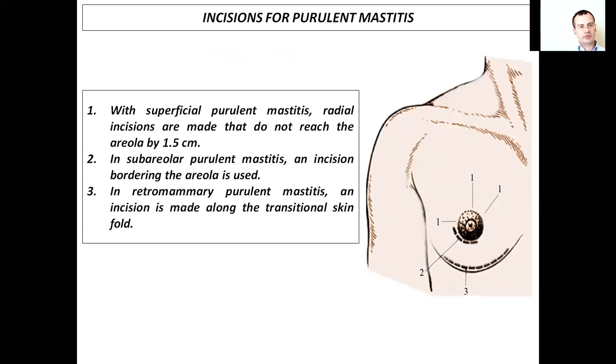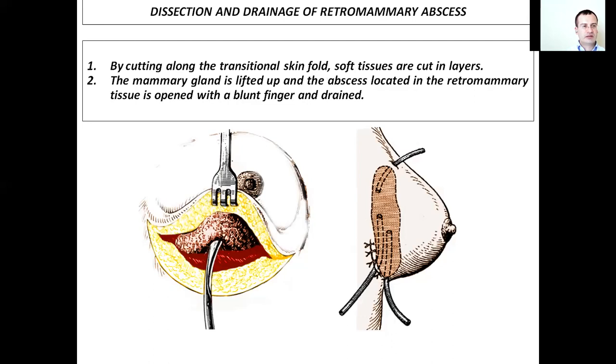Incisions for purulent mastitis. With superficial purulent mastitis, radial incisions are made that do not reach the areola by 1.5 centimeters. In subareolar purulent mastitis, the incision borders the areola. In retromammary purulent mastitis, the incision is made along the transitional skin fold. Dissecting along the transitional skin fold, soft tissues are cut in layers. The mammary gland is lifted up and the abscess located in the retromammary tissue is opened with the fingers and drained.